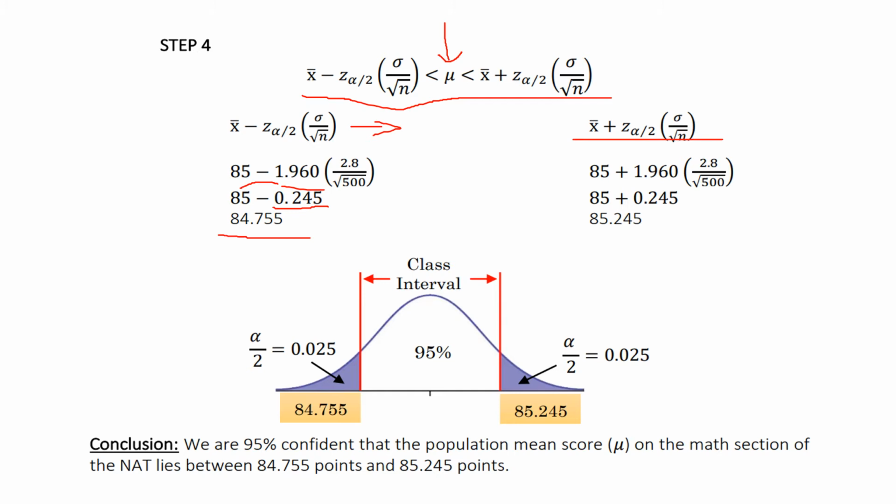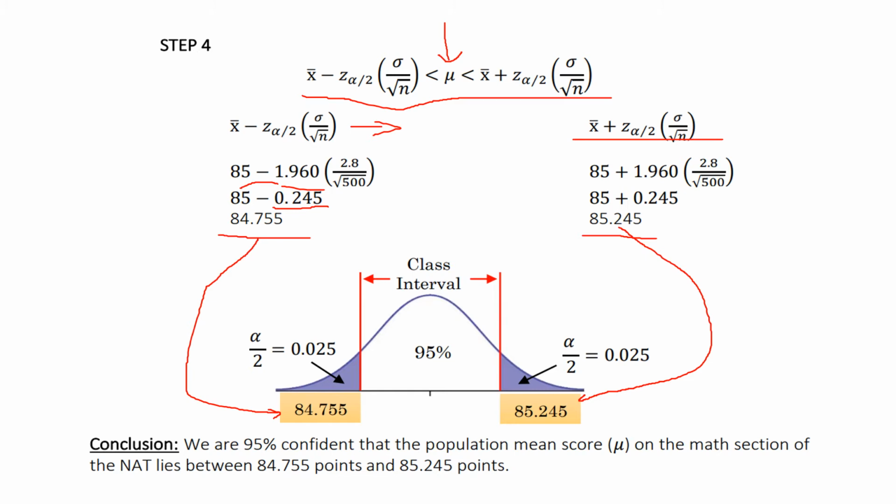Unlike your lower confidence level, where we subtract this value from your 85, for your upper confidence level we just simply add this one to 85. So that will be equal to 85.245. Now, if we're going to plot this one using your normal curve, this 84.755 and 85.245 will represent this portion. So this portion will be equal to your 84.755 and 85.245. That will be your lower and upper confidence level.